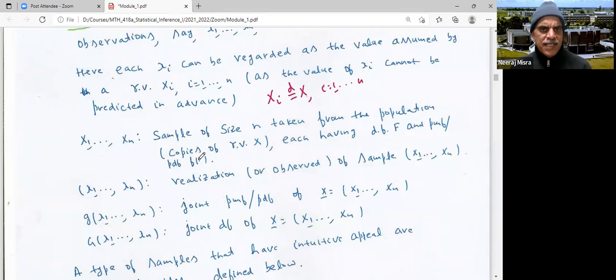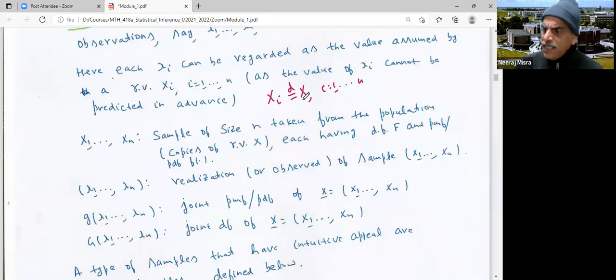Now, as I explained just now, these x1, x2, xn can be considered as copies of random variable x. X is a typical numerical characteristic of a population. X1, x2, xn is the n values of x which you observe in terms of a sample taken from that population, a sample of size n.